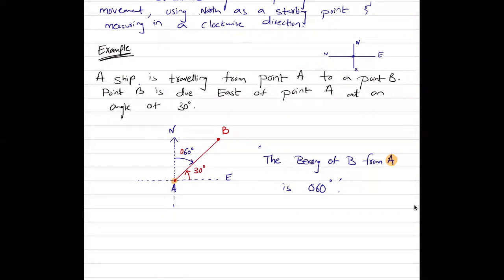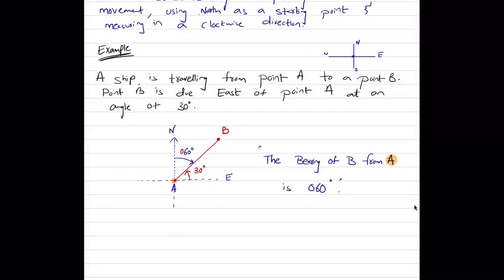Okay, so this 060 indicates a clockwise direction at an angle of 60 degrees from the north, which is the same as 30 degrees from the east. But from now on, we are going to talk in terms of bearing, and bearing is always going to have north as a starting point.